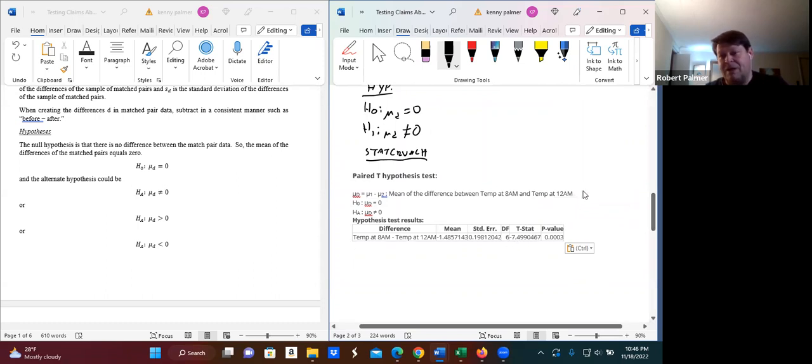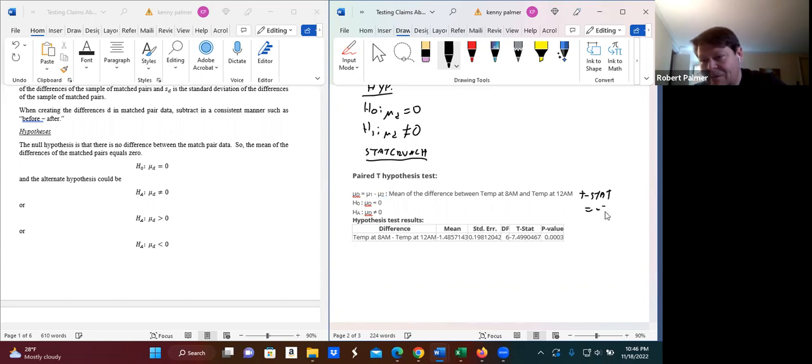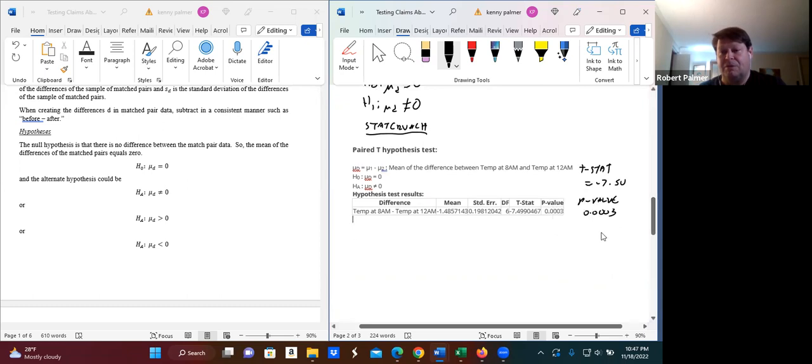Okay, so our t-stat is equal to, in this case, negative 7.50, which is quite far from the mean. And as you'd expect for that, our p-value is going to be 0.0003. Okay, so usual thing once again, so compare the p-value.